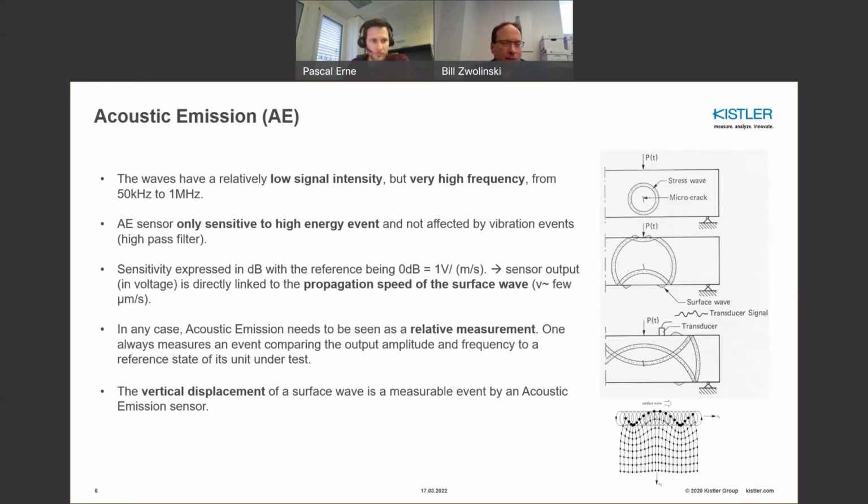But anyway, acoustic emission really is a relative measurement. So a lot of times what you're really trying to accomplish is you're saying, okay, what is the operation of my equipment when it's pristine, when it has no impact to it with any material defects or anything to do with material wear or so forth. Then you compare the performance as the equipment is used, as it creates certain anomalies or defects, and then you're able to detect them with the acoustic emission. So it's definitely a relative measurement, and certainly this vertical displacement of the surface wave that I talked about is exactly what the acoustic emission sensor measures.